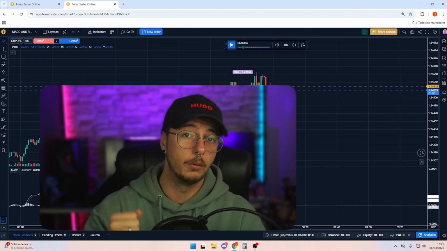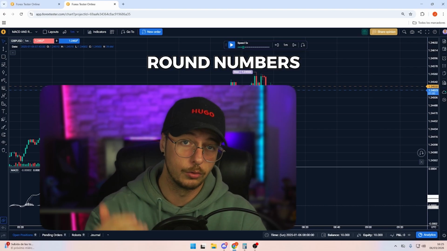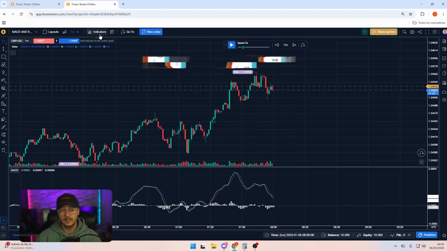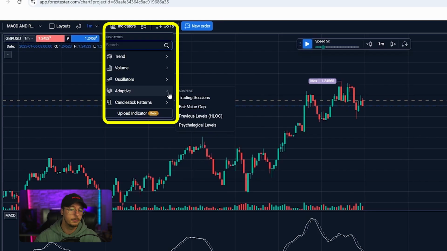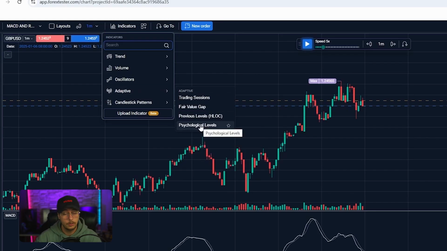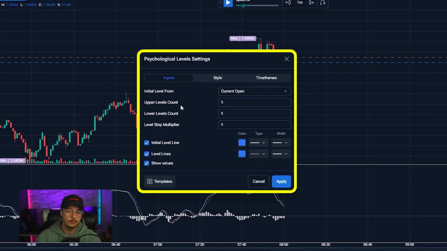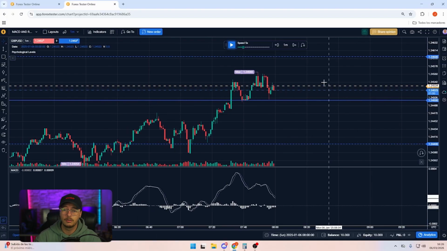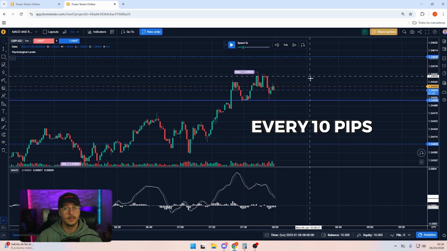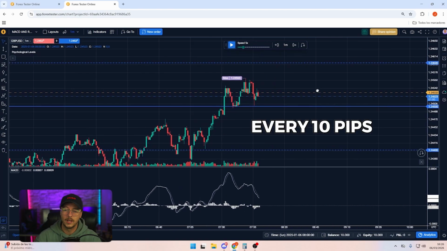What we need to do now is bring in our round numbers. This is an indicator in Forex Online, but obviously you can draw it manually as well. But if we've got an indicator, it's easier to use. So let's click that in, and as you can see, upper levels we're going to leave at 5, lower levels we're going to leave at 5, and level step multiplier, which is the distance between round number and round number, we're going to set to 1. By setting this to 1, we are going to have a level every 10 pips, and that is what we need.